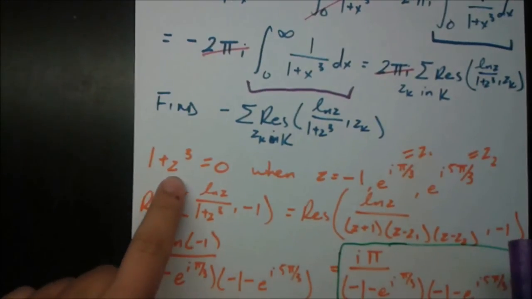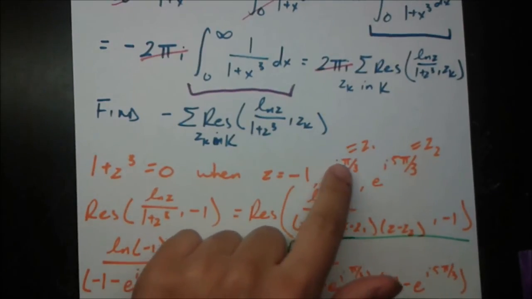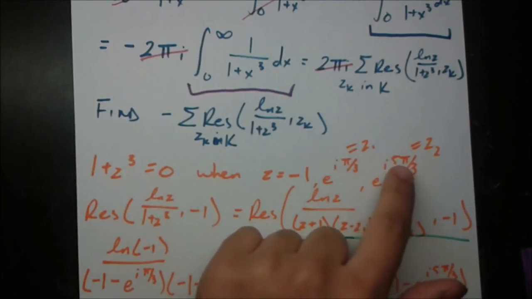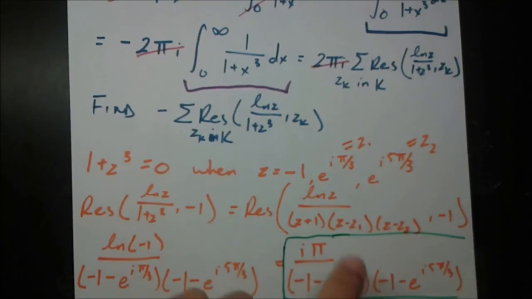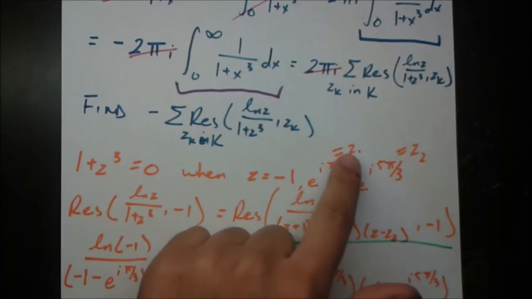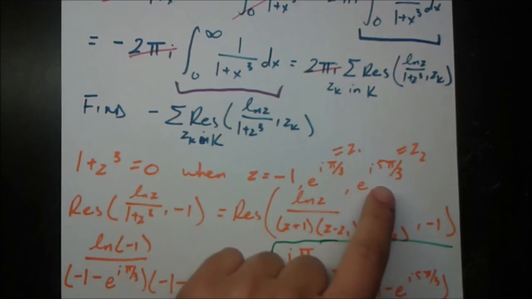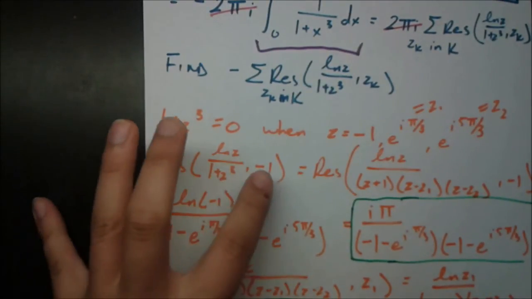So 1 plus z cubed is equal to 0 when z equals minus 1, z equals e to the i pi over 3, or z equals e to the 5 pi i over 3. So for simplicity, we're going to call e to the pi i over 3 as z1. We're going to call e to the 5 pi i over 3 as z2. Okay? So if we want the first residue, we want the residue of the function at minus 1.